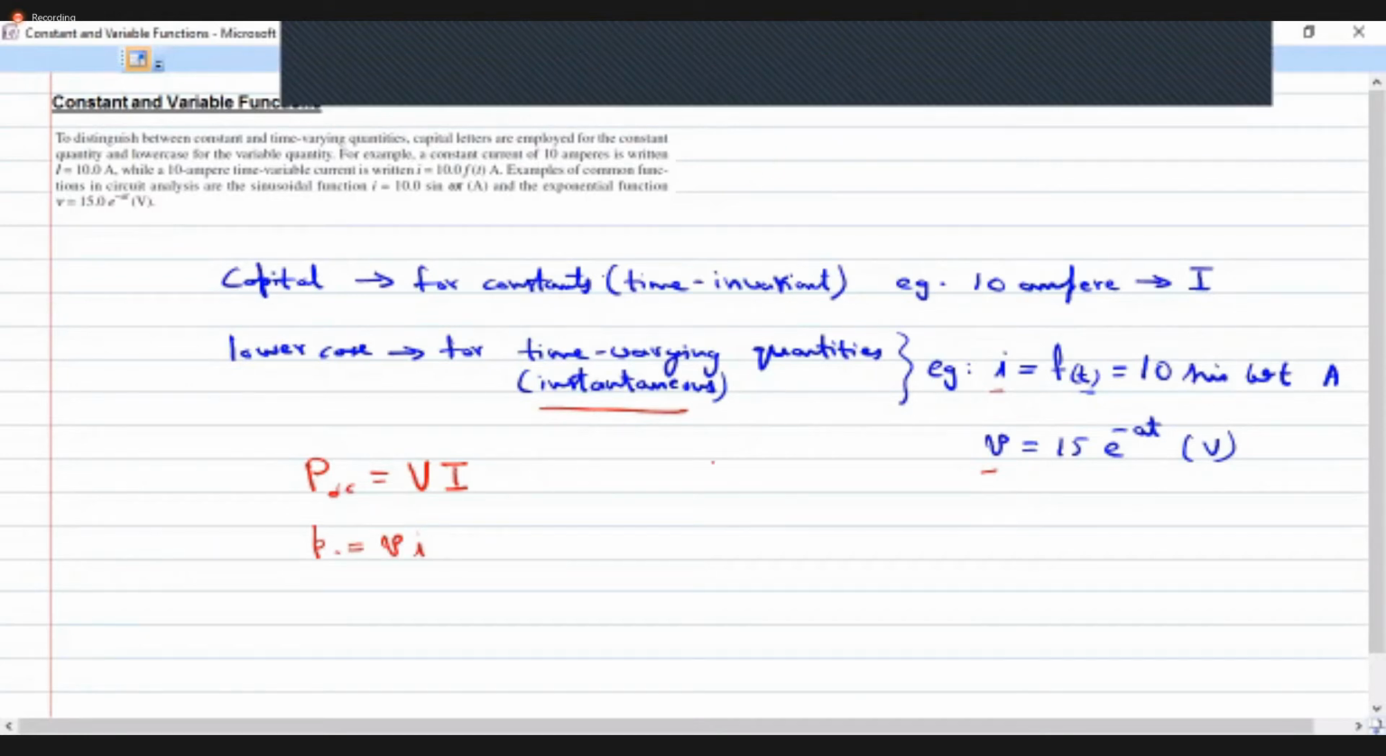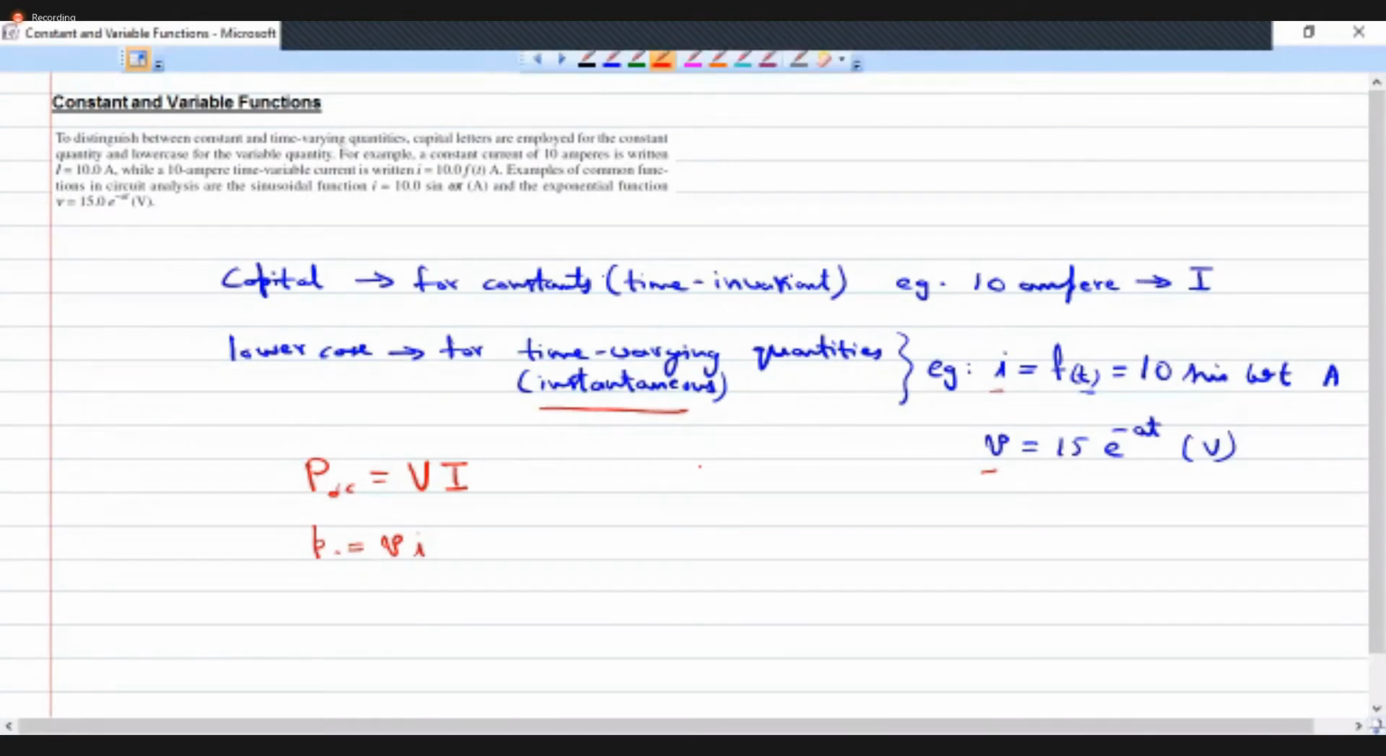Am I audible or is any disturbance coming in here? Sir, background noise is there. Background noise. Now background noise is stopped. Yes, sir. Okay.